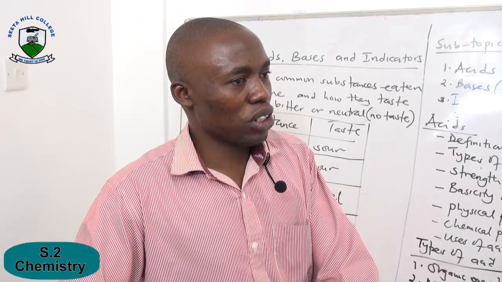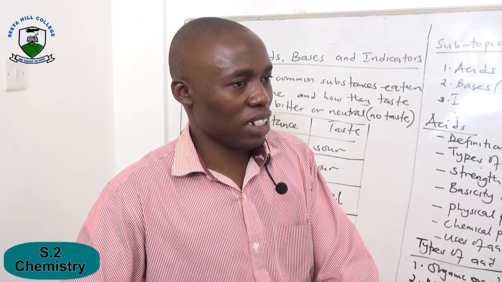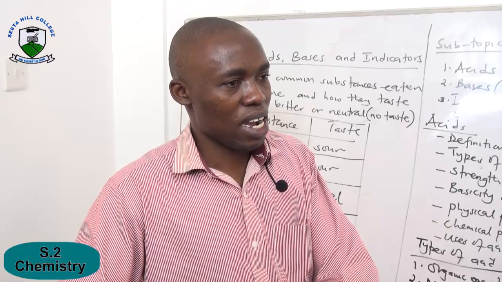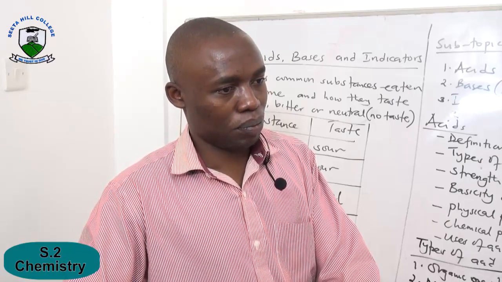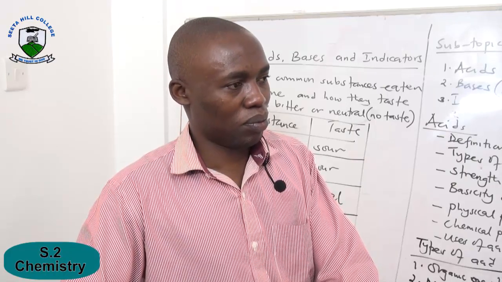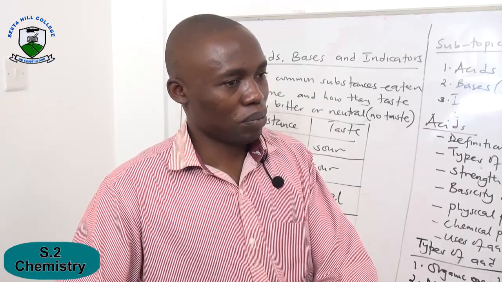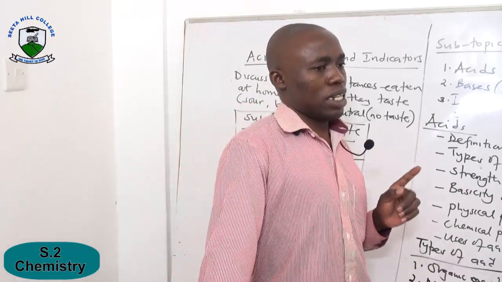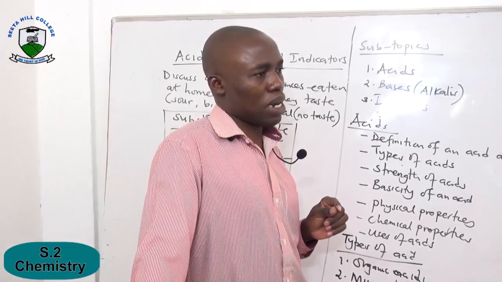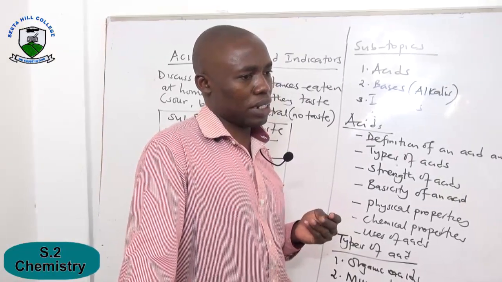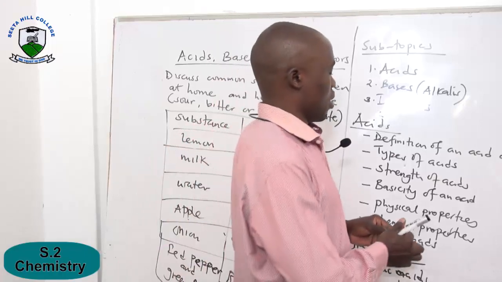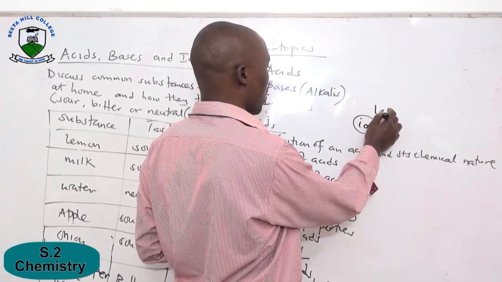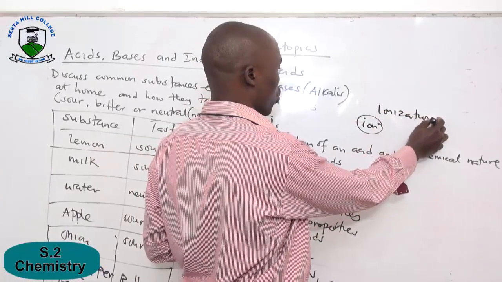One will produce many hydrogen ions. One will produce few hydrogen ions. Now listen very attentively. The process of producing ions by an acid is called ionization. Because you said it is producing what? An ion, and now the process is called ionization.